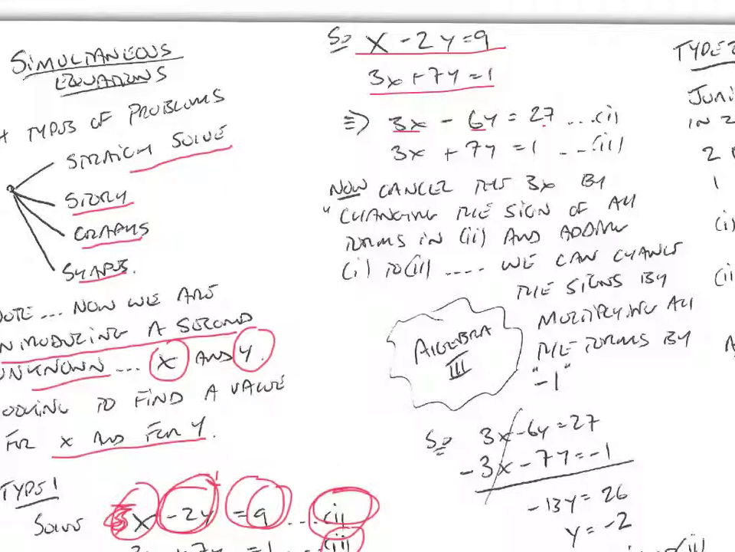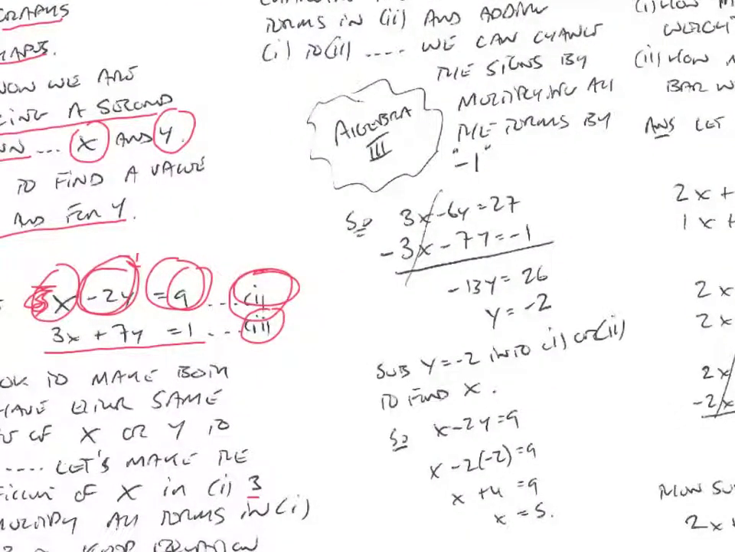Now we can cancel the 3x's by, I always say, changing the sign of all the terms in 2 and adding this equation to that equation. We can change all the signs in 2 by multiplying all the terms here, the 3 terms, by minus 1. Whatever I do to one, I do to the other, and that keeps this equation balanced. You'll always multiply to change the sign by minus 1, because I want this to be negative, so I can say 3x minus 3x and cancel them out. That's where I'm heading with this. If I multiply all of these by minus 1, I end up with minus 3x minus 7y equals minus 1. 3x minus 3x, goodbye.